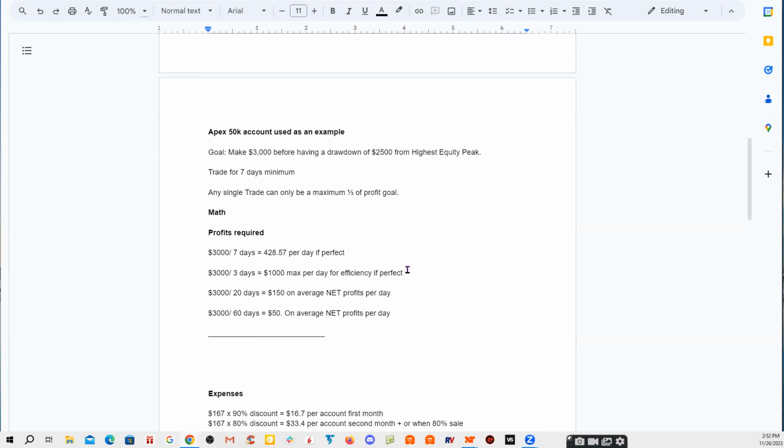And then we're not talking about how many contracts traded. We're talking about how many accounts. So this is per account.